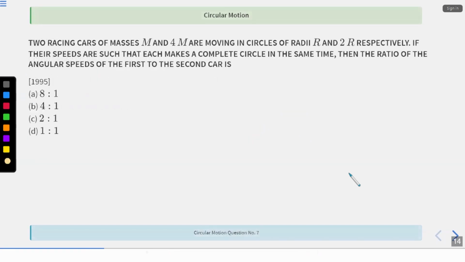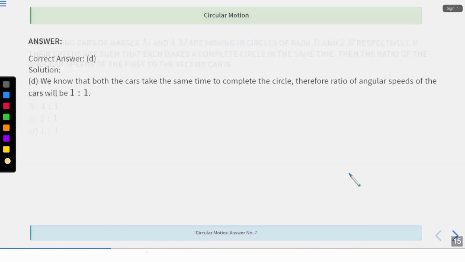Moving on to the next question. Two racing cars of masses m and 4m are moving in circles of radii r and 2r respectively. If their speeds are such that each makes a complete circle in the same time, then the ratio of the angular speeds, again, this is the same thing. We know that the angular speed just depends on the time, right? So therefore, they have told that this time is same and pi is a constant and 2 is also a constant. So therefore, it is again 1:1. It was a direct question.